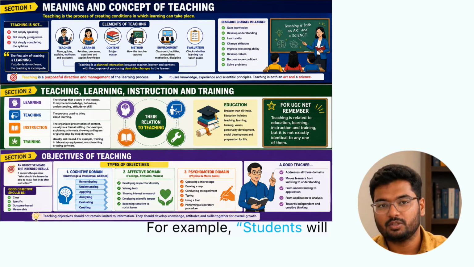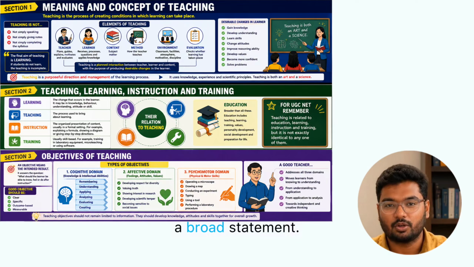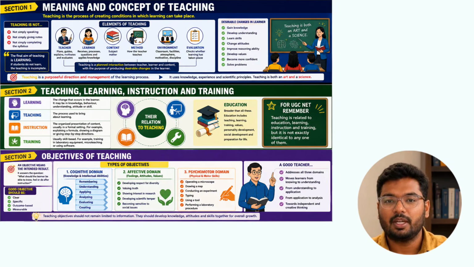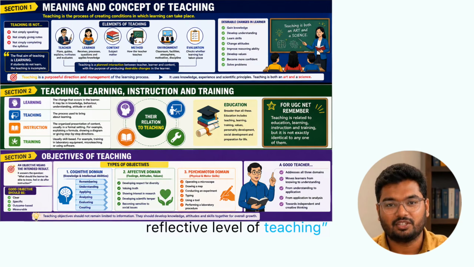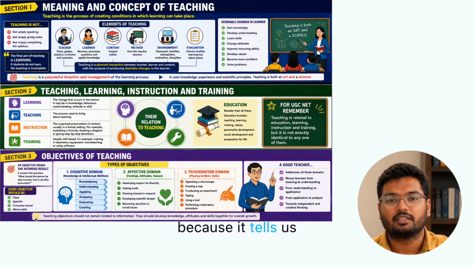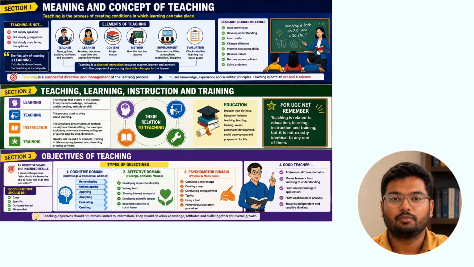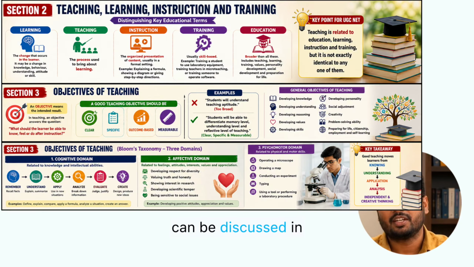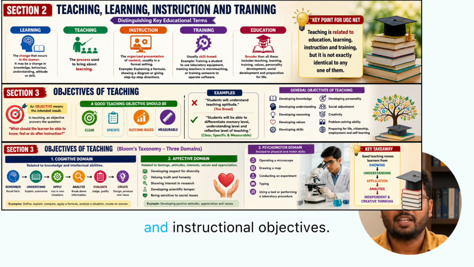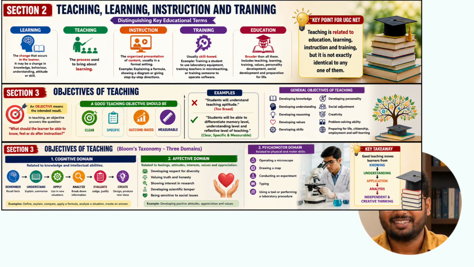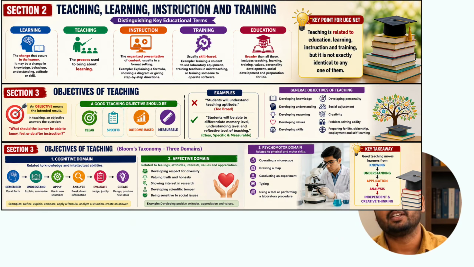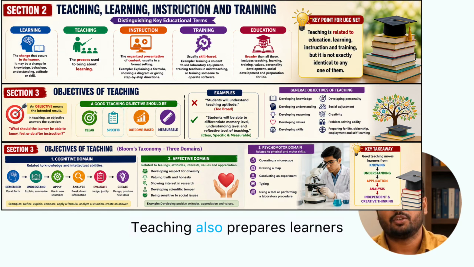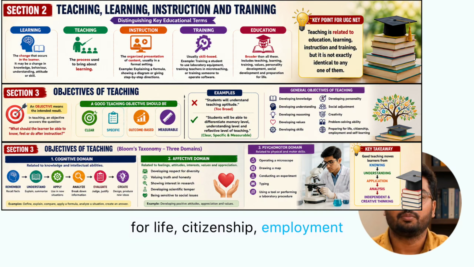For example, "students will understand teaching aptitude" is a broad statement, but "students will be able to differentiate memory level, understanding level, and reflective level of teaching" is a better objective because it tells us exactly what students should be able to do. The objectives of teaching can be discussed in two ways: general objectives and instructional objectives. The general objectives of teaching include developing knowledge, understanding, reasoning, values, skills, personality, social adjustment, creativity, and problem-solving ability. Teaching also prepares learners for life, citizenship, employment, and self-learning.